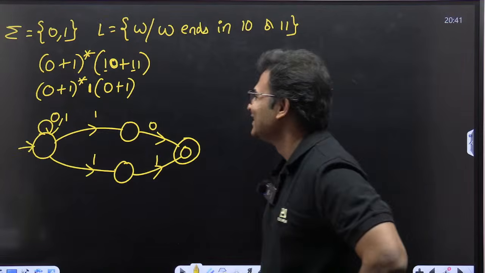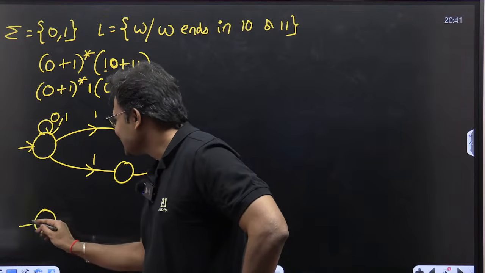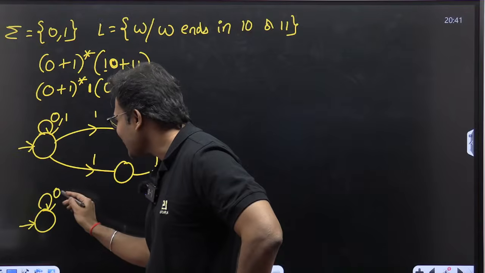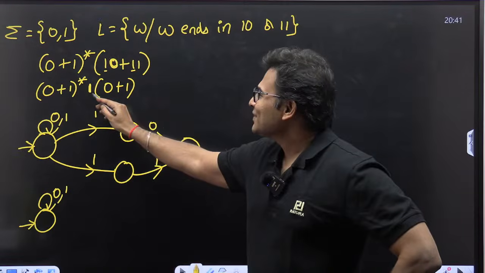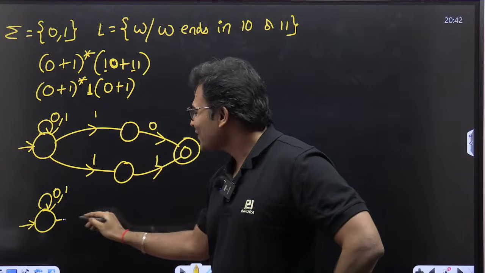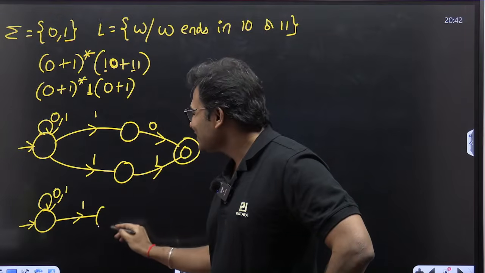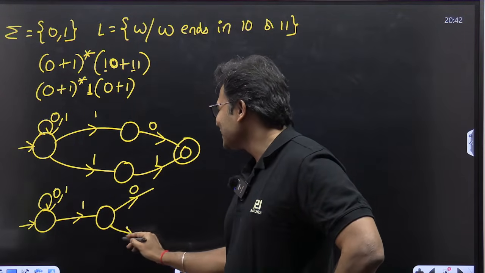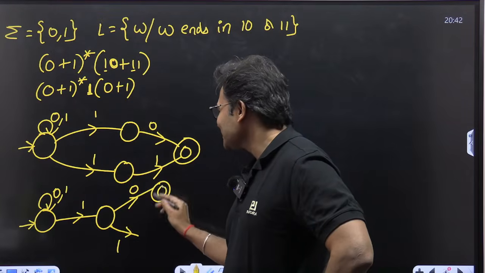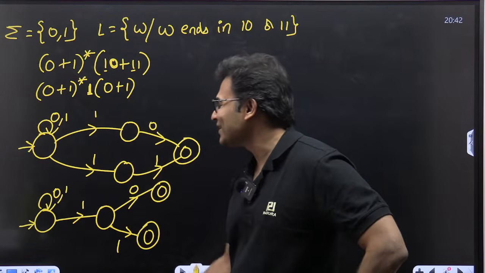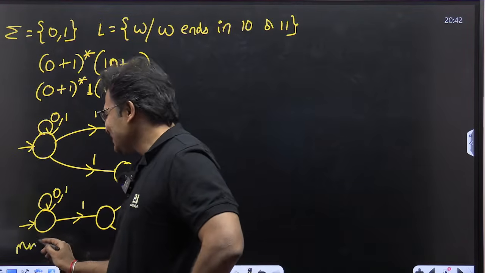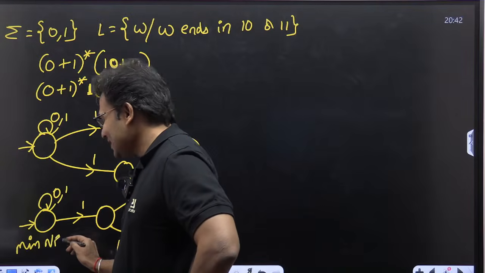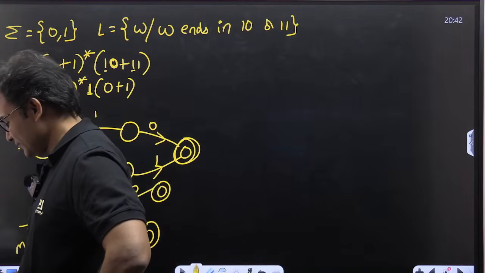See this. 0, 1, okay, fine. Then you can pull out 1 as common. This is common sense. Now it can be 1, 0 or it can be 1, 1. Now you are going to accept it. This is the minimal NFA, right?